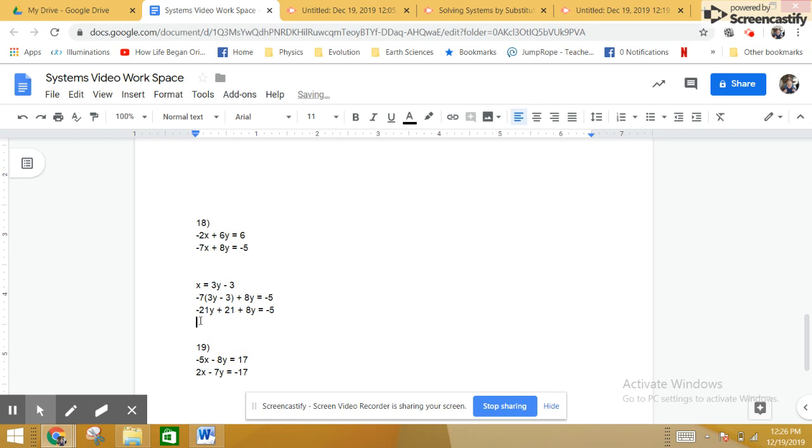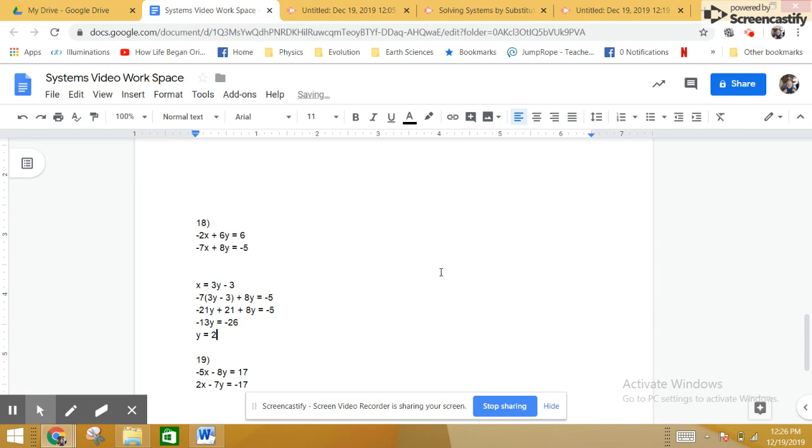Then I'm going to combine like terms. Negative 21y and 8y is going to be negative 13y. I'm going to subtract 21 from both sides, so I'll end up with negative 5 minus 21, which is negative 26. And then I divide both sides by negative 13. Y equals negative 26 divided by negative 13, or 2.